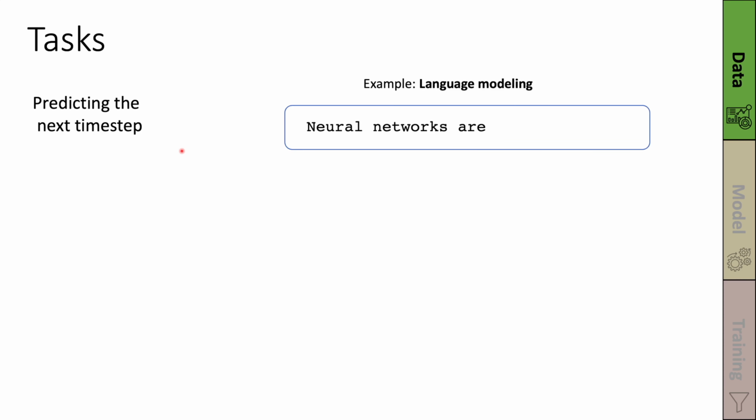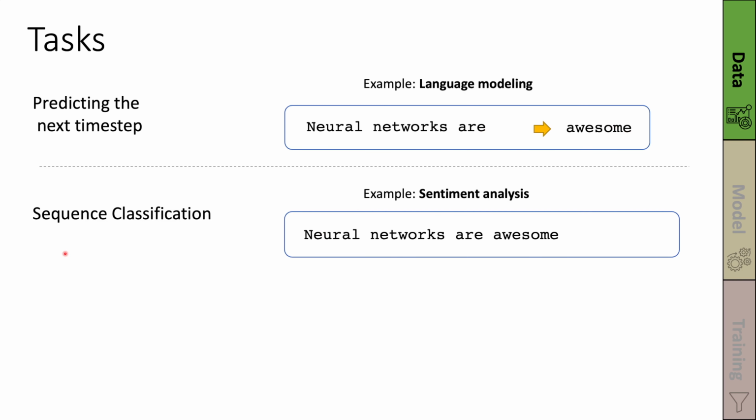For these different types of data, we can also have different tasks, where one task could be predicting the next time step. That would be, for text data, the task of language modeling, where here we would have the start of the sentence, neural networks are, and then we want to predict the most likely next word, which would be, for example, awesome.